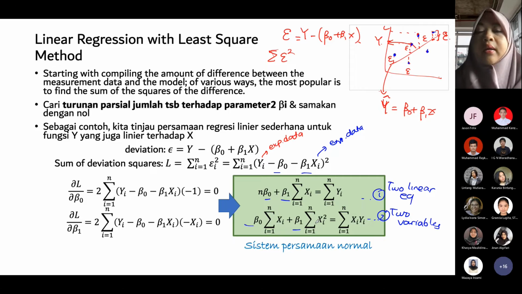If you remember from high school, if you have two linear equations and two variables, you can get the value of those variables. So you can get beta 0 and beta 1. In the past, that's how the students, or our Bapak-bapak Ibu dosen, tried to find the appropriate linear equation.